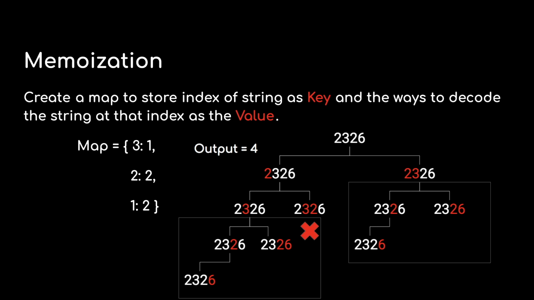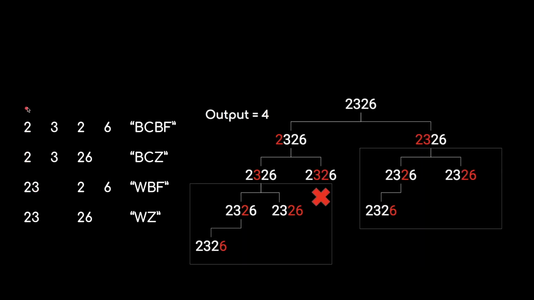Now we come to index 0. At index 0, these are the different ways to solve this string. Either we can take 2, 3, 2, 6 as separate single digits, which will give us the string BCBF, or we can take 2 and 3 as single digits and 26 as a double digit, which will give us BCZ. Another way is to take 23 as a double digit, and 2 and 6 as single digits, which will give us WBF. Lastly, we can take 23 as a double digit, and also 26 as a double digit, which will give us WC. So at index 0, there are 4 ways to solve the string.